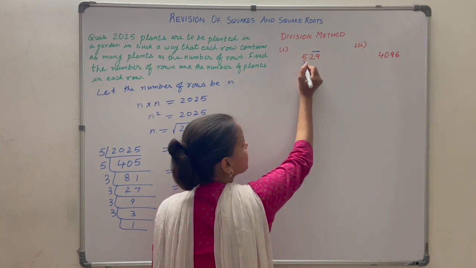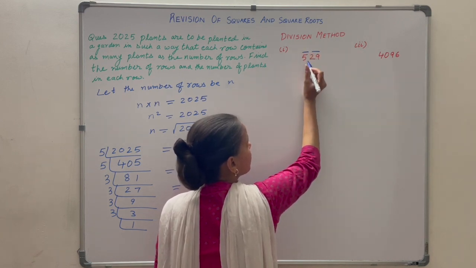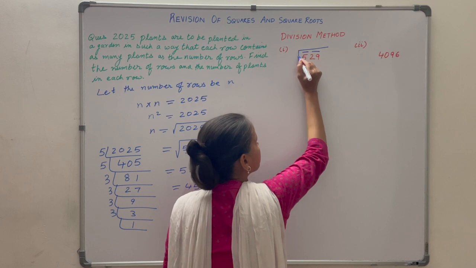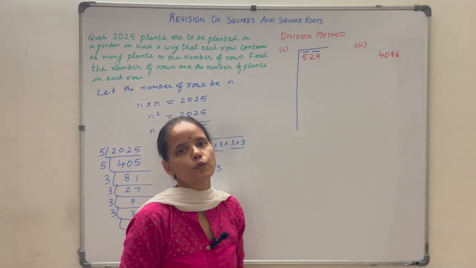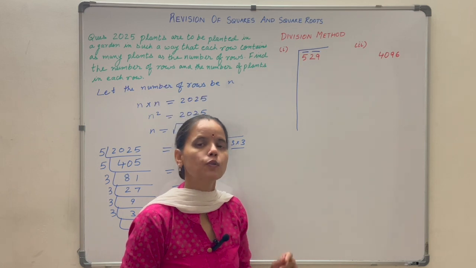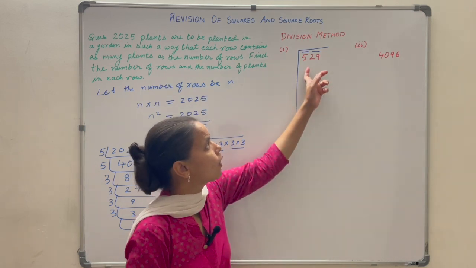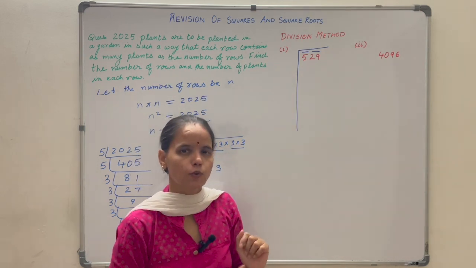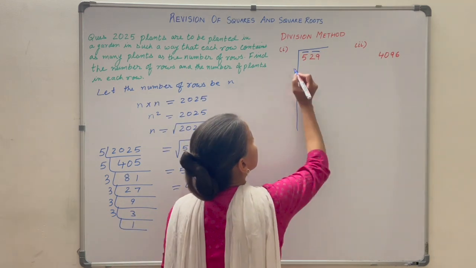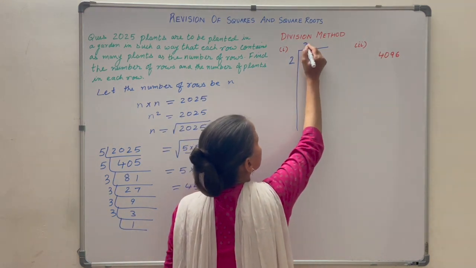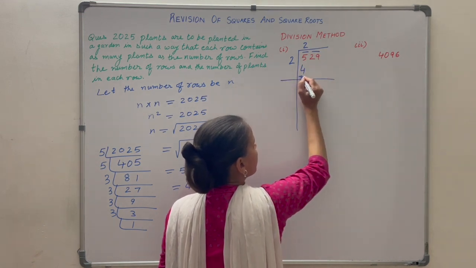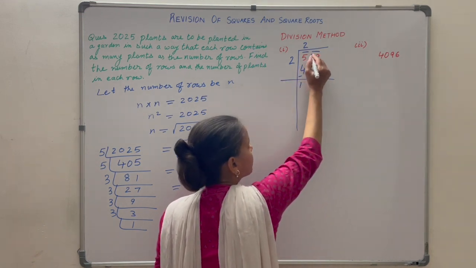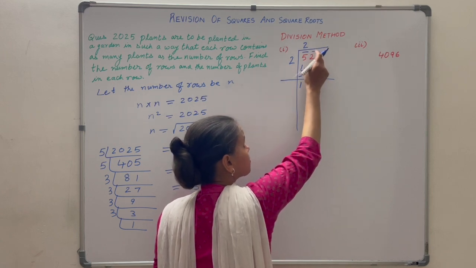Then here is one single digit. Still you will place the bar. Now you have to look out for the largest number whose square is less than or equals to 5. So what is that number? 2. So 2 into 2 is 4. Now you need to subtract. 5 minus 4, 1. Then what is the next number under the bar?